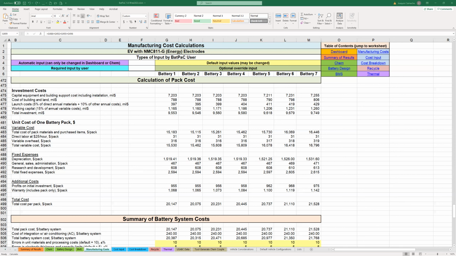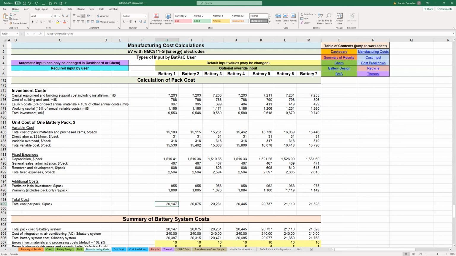Okay, let's go back to our actual answer. Battery one is $20,000 per pack. Let's charge 25,000 to Rivian. So we charged 25,000. That means we made about 5,000 profit. So the cost to manufacture is this, and the next question is, how much money did our manufacturing plant cost?